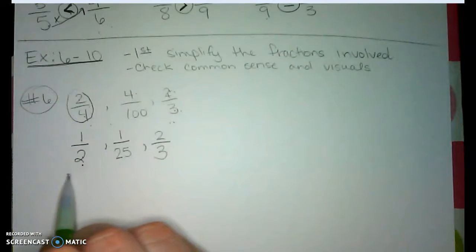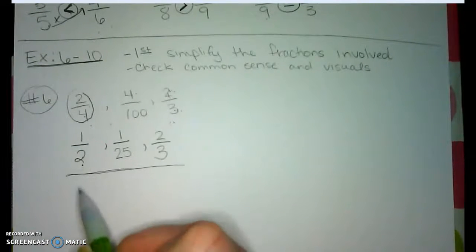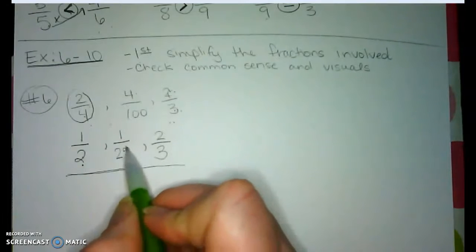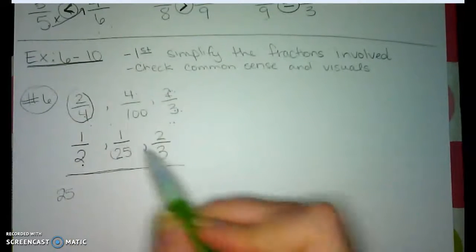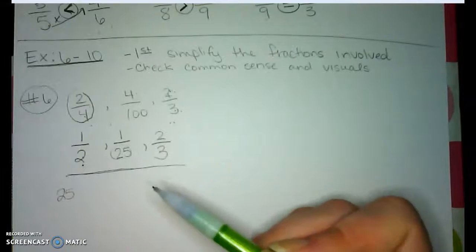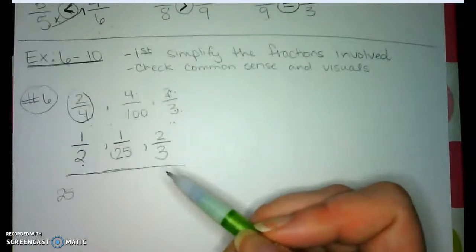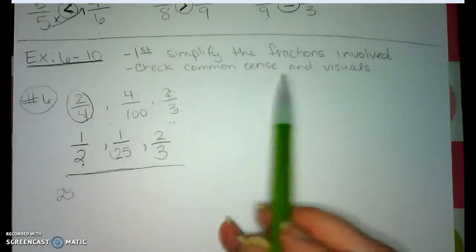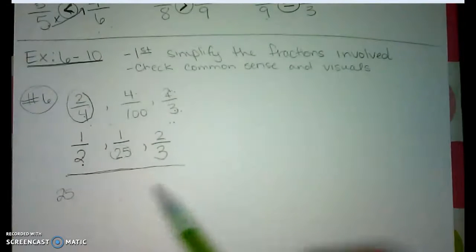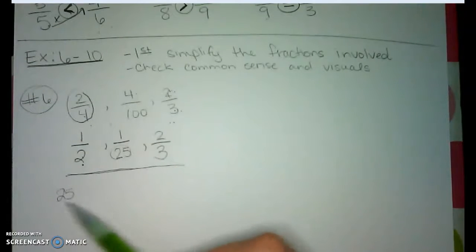So now once we have this, I've told you to start with the biggest number and write the factors, or write the multiples for 25 until you get one that they all go into. Now, one other thing that you can do, and I wrote it right here, is check your common sense and visuals before you start doing the longer part.